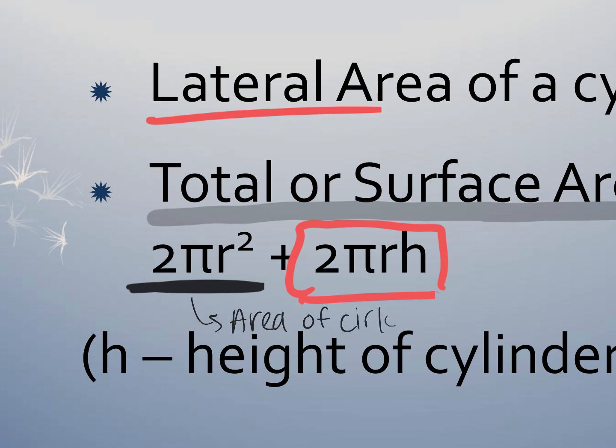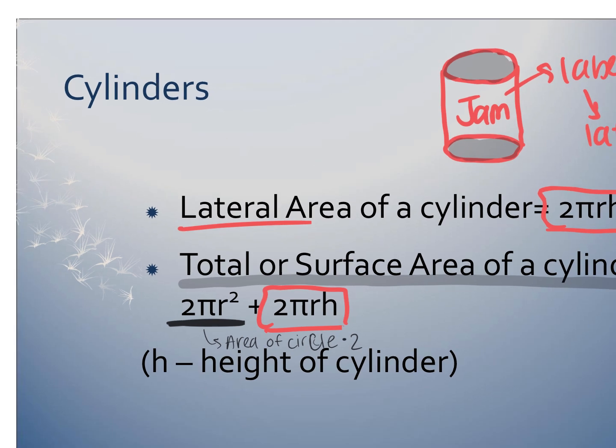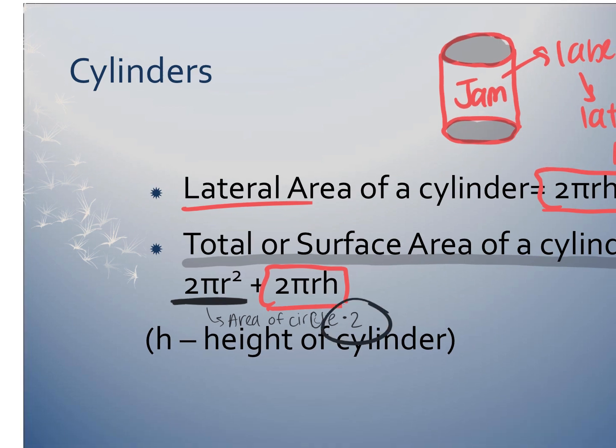but it's a little bit different. Do you guys agree? How is it different? It's got the 2 in front of it. It's multiplied by 2. Let's think how that applies to our cylinder. So zoom out again. Look at the jam jar. If the lateral area was the label, what two pieces are not covered by the label? The top and the bottom. And do you agree that the bases are both circles? So if the area of the top is pi r squared and the area of the bottom is pi r squared, wouldn't that explain why we're multiplying it by 2?